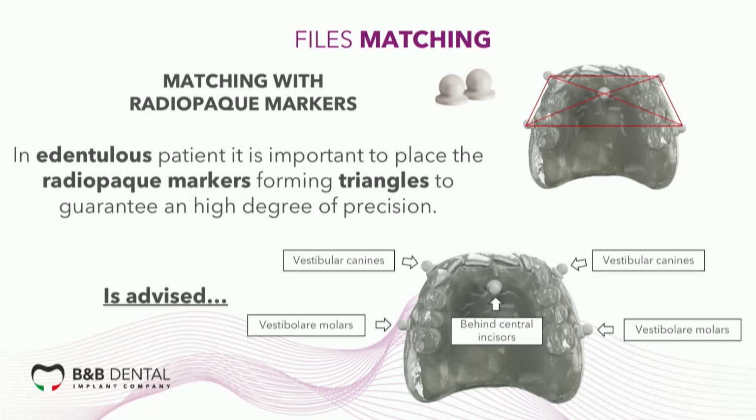This disposition is much more precise to align, because the software aligns the DICOM files and the STL files by triangles. So the software uses triangles to perform the perfect alignment. So the more triangles there are, and the bigger they are, the more precise the alignment will be.